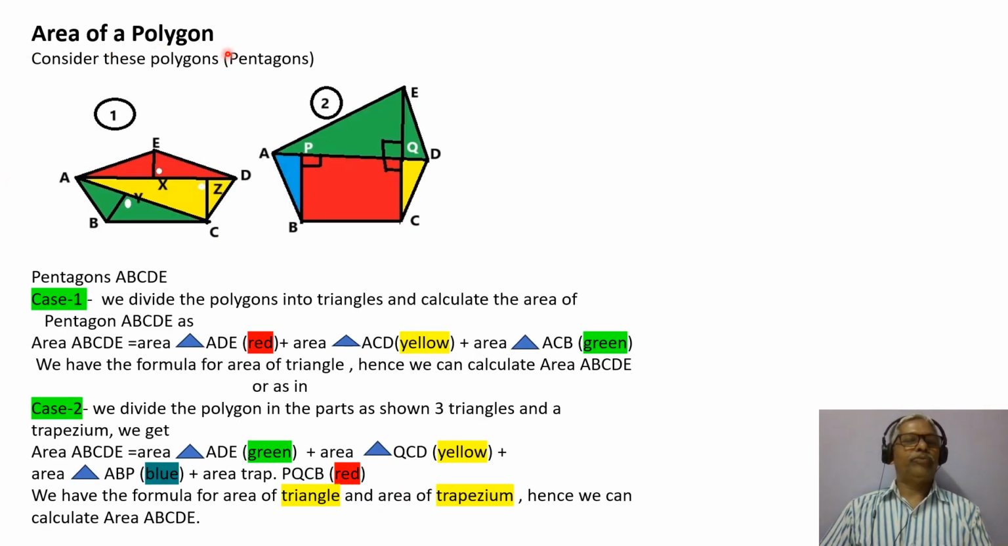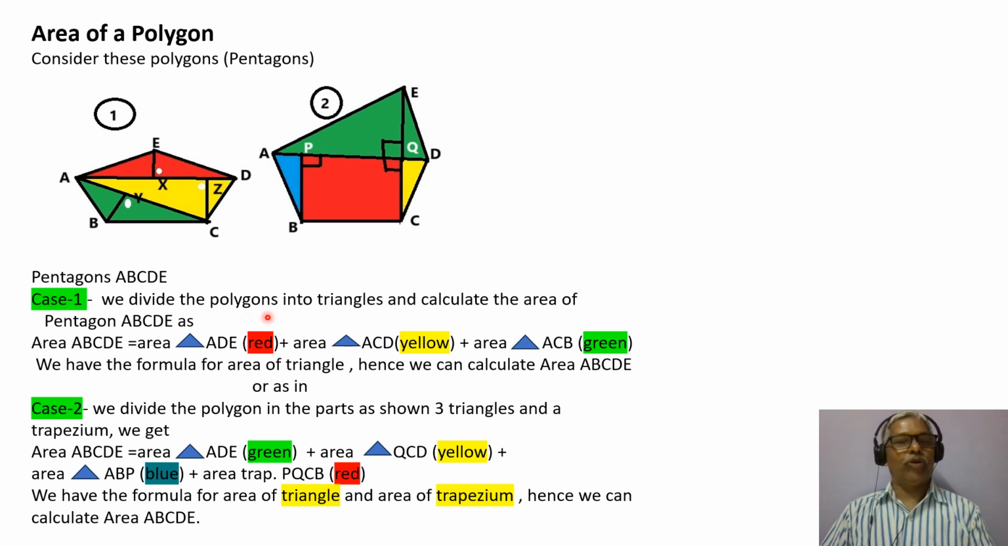Area of polygon. We are taking a particular example of a pentagon having 5 sides and try to calculate the area of this A, B, C, D, E. It's a pentagon, 5 sides. This is also a pentagon, A, B, C, D, E. There are two cases, two ways. So pentagon A, B, C, D, E, case 1.